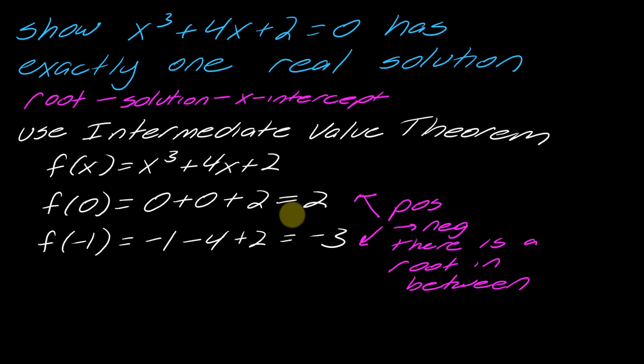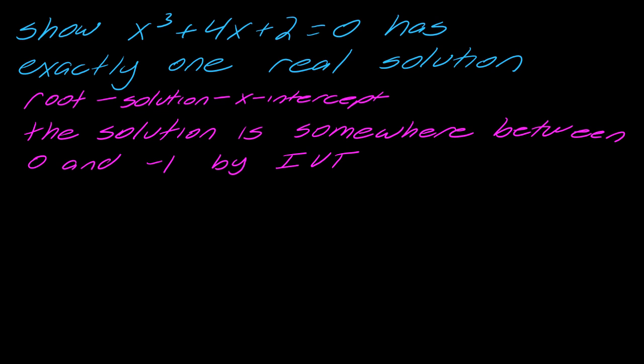I would recommend that you write all of this down, and then I'm going to summarize this for us. So let me clear some space here. Okay, so I just wrote this down. The solution is somewhere between 0 and negative 1 by the intermediate value theorem.